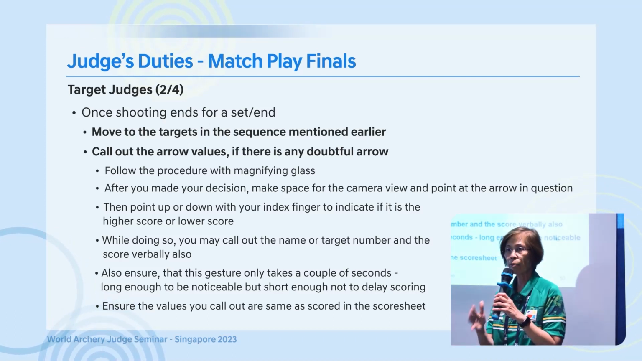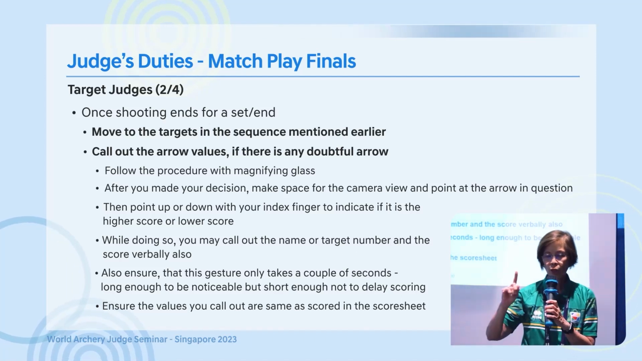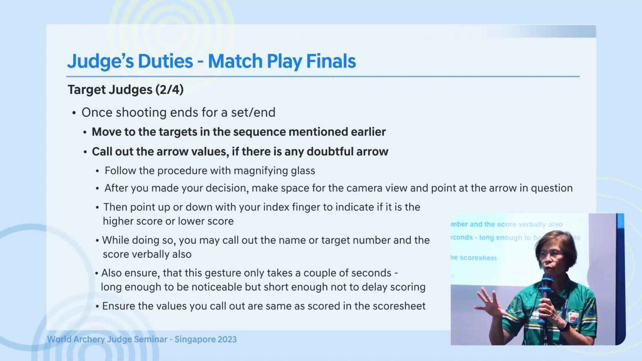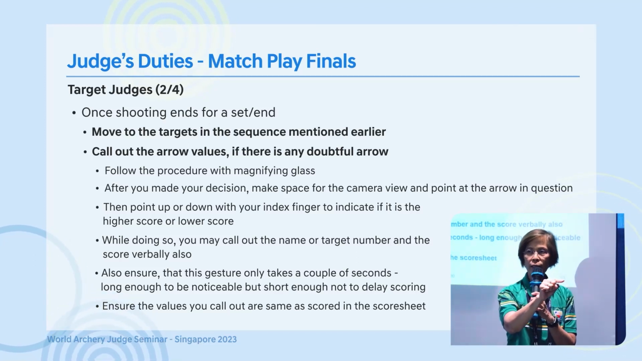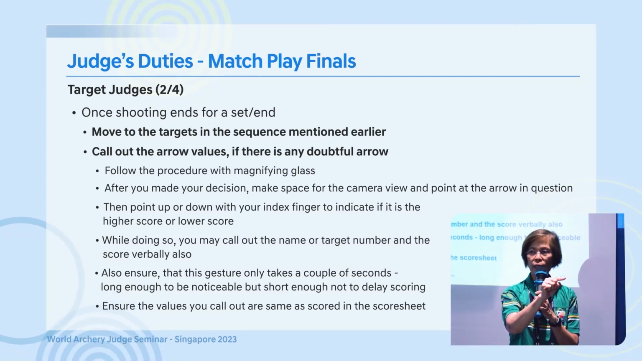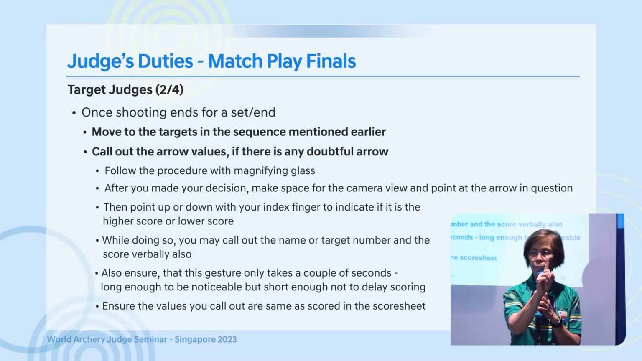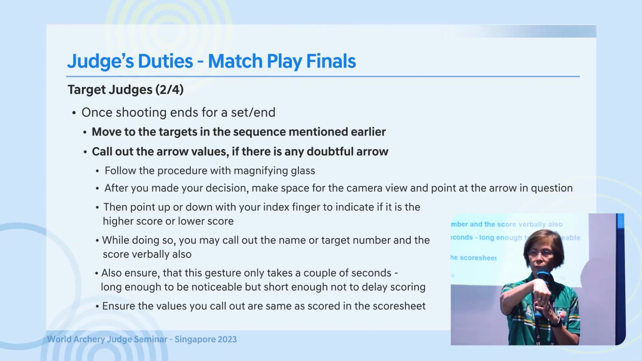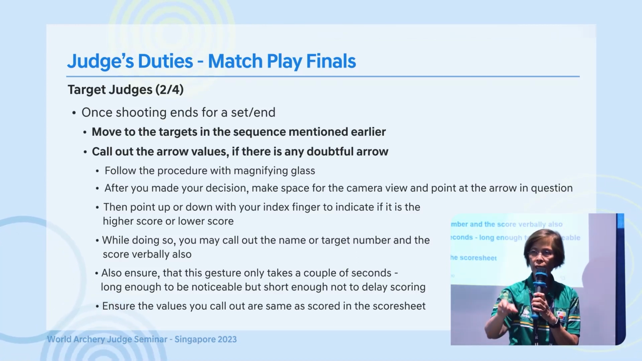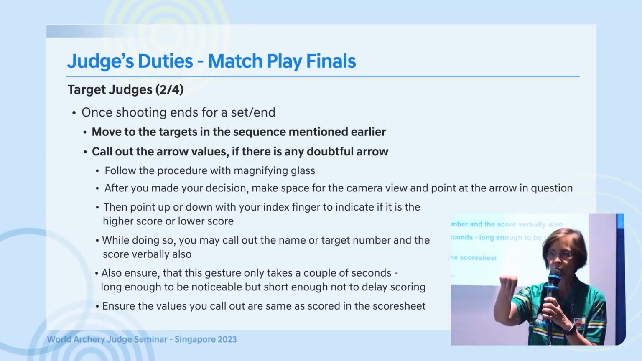Okay, so they're staying at the middle already anyway, and you're doing your job here. So what do you do with these doubtful arrows? You come in there, you point at the arrow, and if it is the higher value, point up. If it is the lower value, point down. Okay?